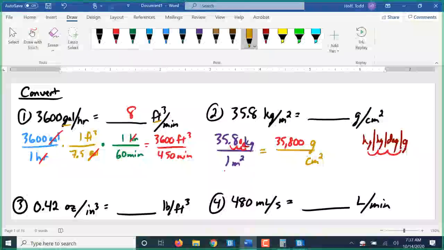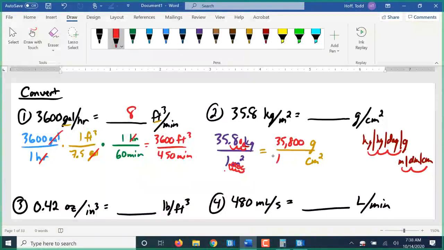From meters to centimeters is 2 spots to the right on the chart, but this is meters squared to centimeters squared. So that means every spot on the chart is 2 decimal places. So the 2 spots becomes 4 decimal places. My decimal point is not written, so it's at the end of the number. We move those 4 places, filling in the zeros. That is 10,000 centimeters squared. So then we just divide it out. 35,800 divided by 10,000 is 3.58 grams per centimeter squared.